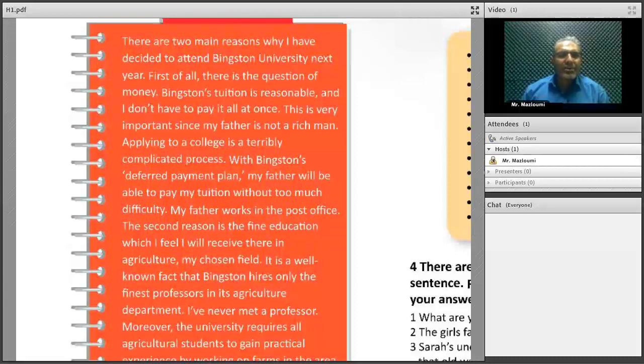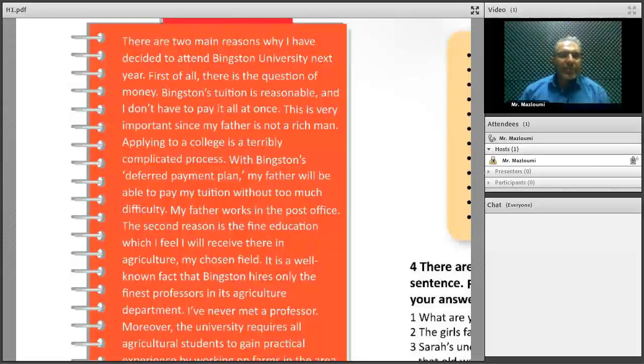Bankston's tuition is reasonable. You know, tuition means money you pay for your education at school, at universities, or here in CLI, in Chitsazan Language Institute, you pay tuition every month. So the tuition is reasonable, it is affordable, it is not expensive, and I don't have to pay it all at once. Everyone, at once here means all together. So the writer doesn't have to pay their tuition all together.